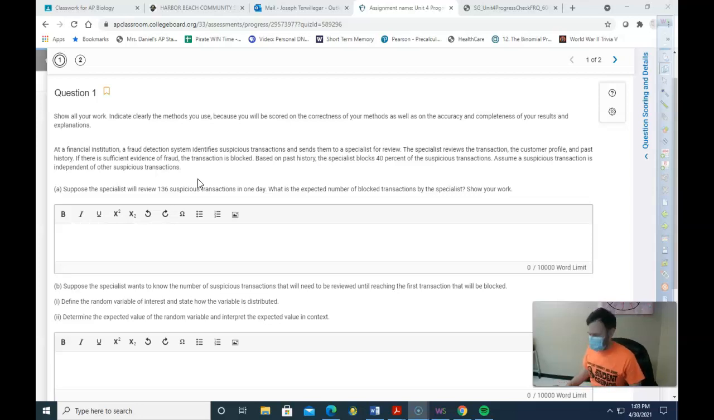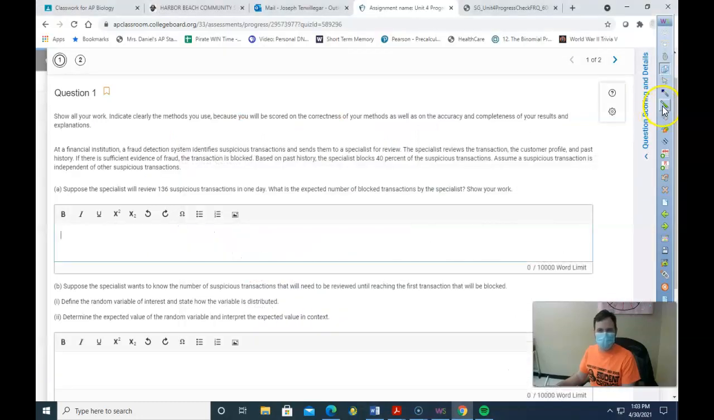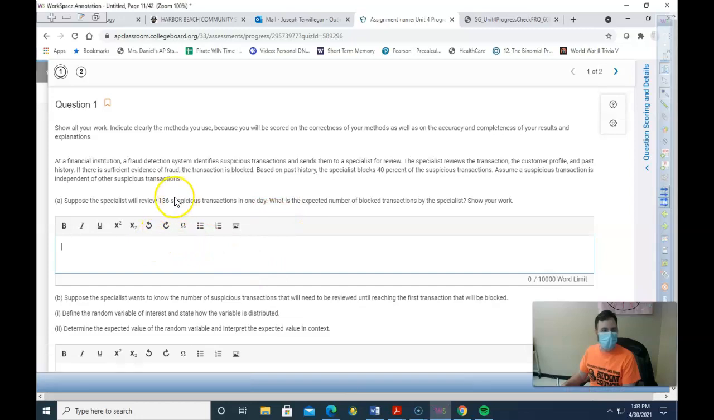So when we get to A, circles. So if you have 136 transactions, how many are going to be blocked? Well, we expect 40%, so I times this by 0.4, and I did do this one for you, 54.4.